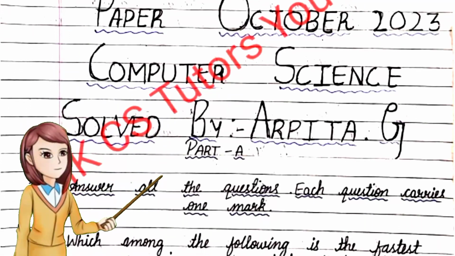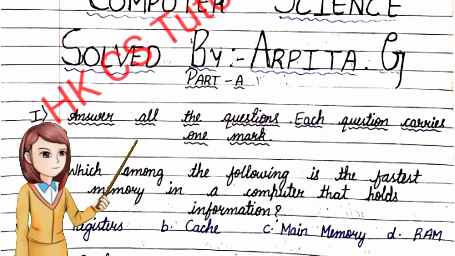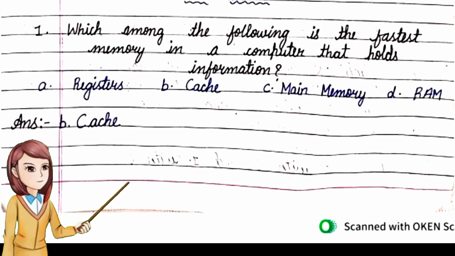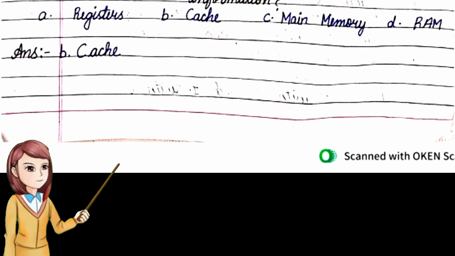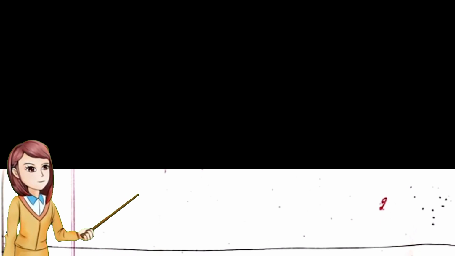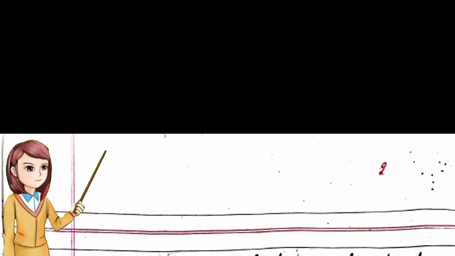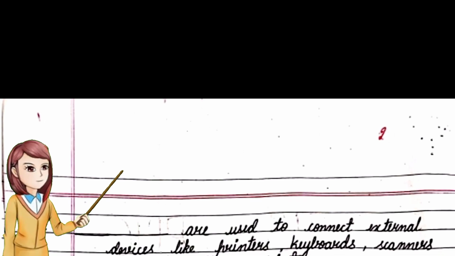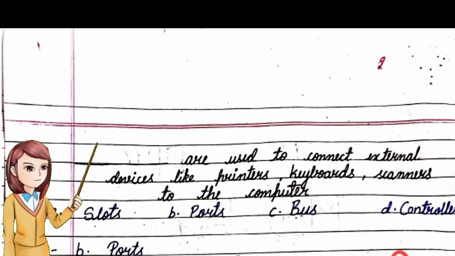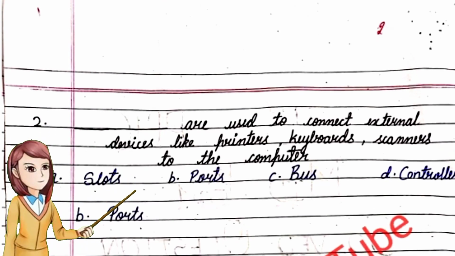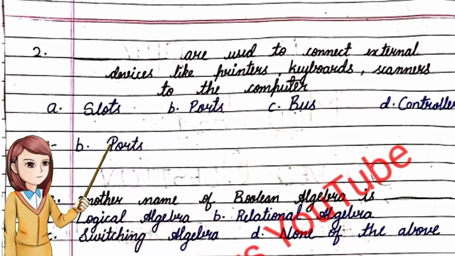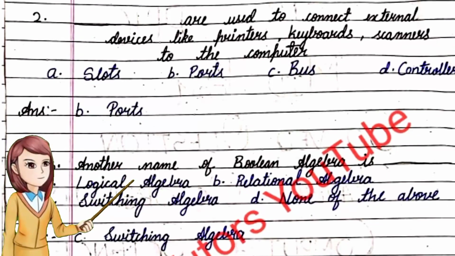Which among the following is the fastest memory in a computer that holds information? Options are given: register, cache, main memory, RAM. Answer is cache. Second, dash are used to connect external devices like printers, keyboard, scanner to the computer. Options: slots, ports, bus, controllers. The answer is ports. Third question, another name of Boolean algebra is?